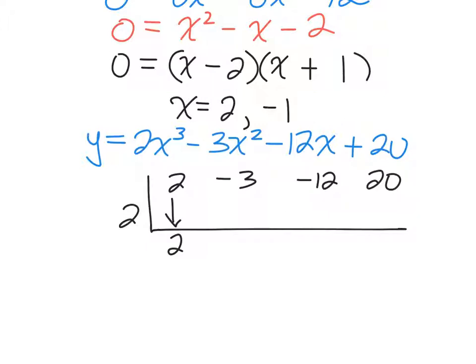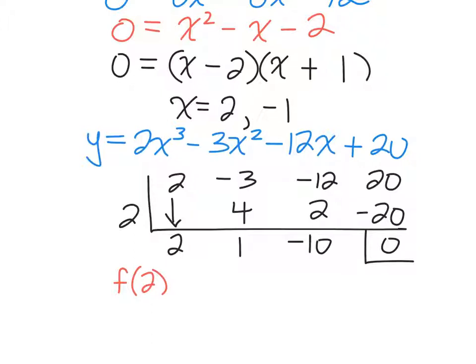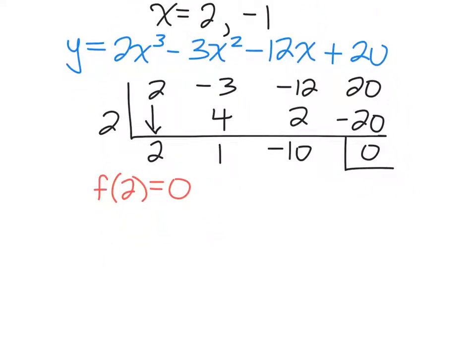The remainder theorem tells us that if I want to evaluate the function, all I need to do is run whatever the number is, in this case a 2, through synthetic division and take note of the remainder. So 4, 1, 2, -10, -20, 0. So we're looking at f of 2 is equal to 0. And then do the same thing with -1.